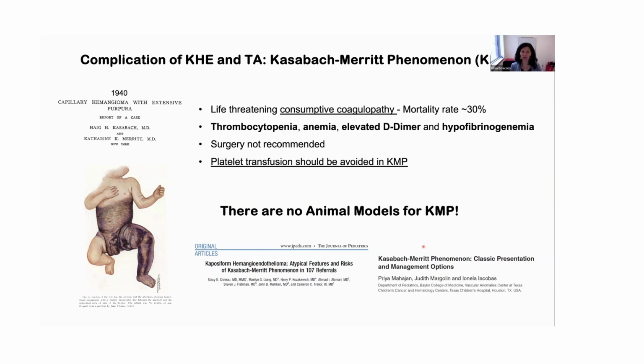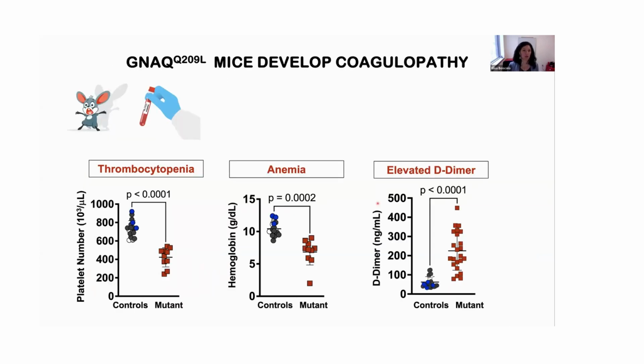So we wanted to know, based on the RNA sequencing data suggestive that endothelial cells are already prone to maybe be pro-thrombogenic, what was happening in the mice. And so we collected blood. And we could, in fact, see that the mice had thrombocytopenia, low platelet number. They had anemia and elevated D-dimer, suggestive that these mice had developed a coagulopathy, which we can call KMP-like at this point.